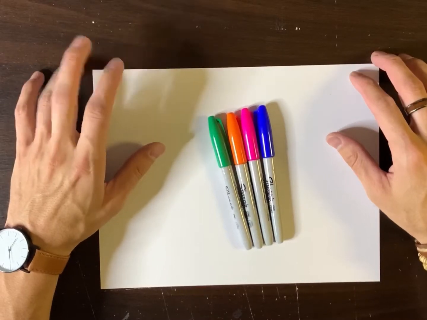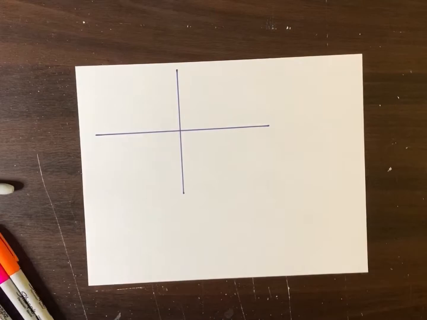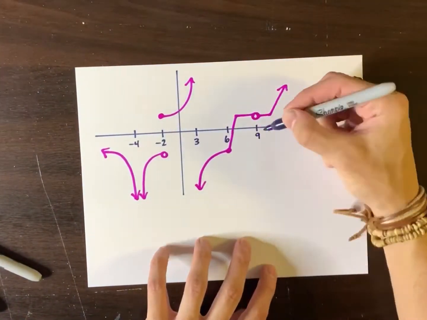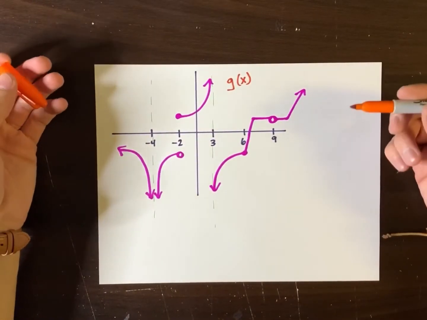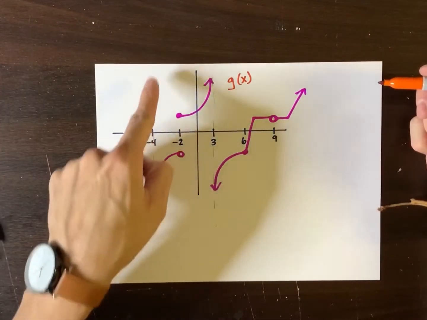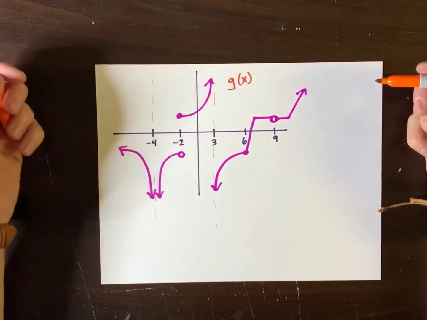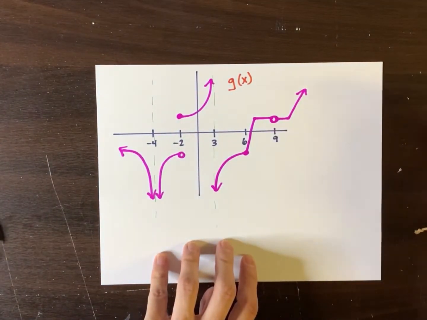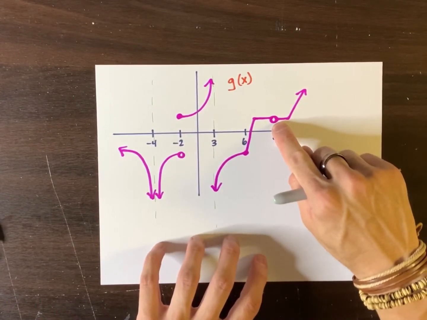So let's say that I had a function that looked something like this. So we have what they call a piecewise defined function named g of x, where you have a couple of vertical asymptotes. So we have some infinite discontinuities. Here to here, this is called a jump discontinuity. Here, this is called a removable discontinuity, sometimes referred to as a hole.